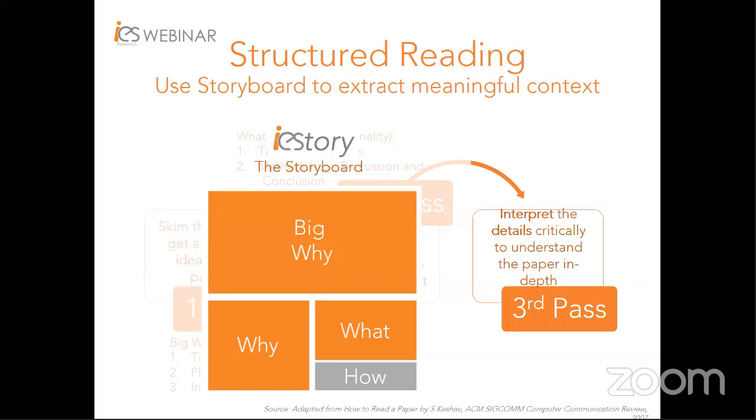Since the IES Storyboard applies the concept of critical thinking in its framework, by utilizing it as part of your note-taking, you can then construct meaningful interpretation out of the findings without much hassle. This aligns perfectly with the purpose of the third pass, which is to interpret the details critically to understand the paper in depth. I would also like to stress that there are instances where you would still need to refer to the original text for details to further support your understanding or claims. But with the storyboard at hand, the comprehension process would be much smoother.